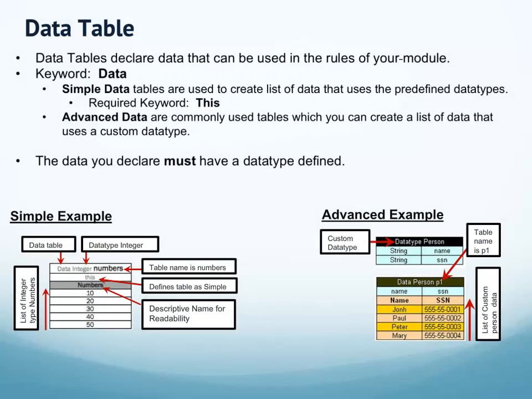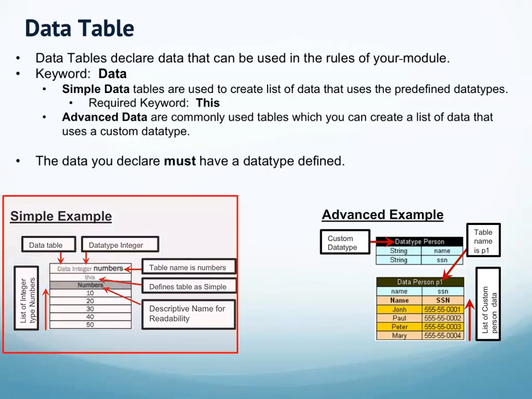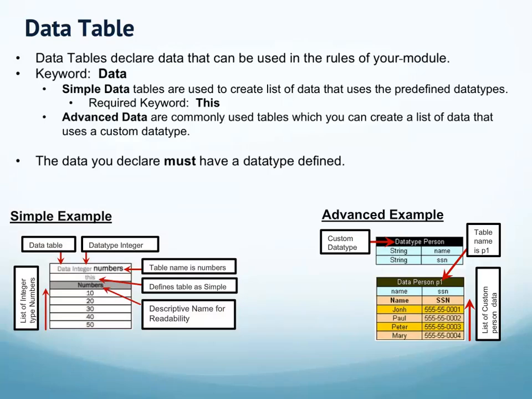Now we're going to discuss a specific type of table, which is a data table. Data tables are used to store or organize relational data. We use the keyword data. There's two types: simple data tables and advanced data tables. Right now we're going to focus on the simple data tables that you use to create a list of data that uses a predefined data type.